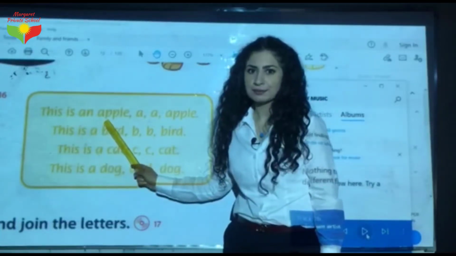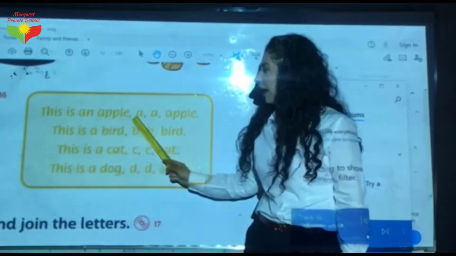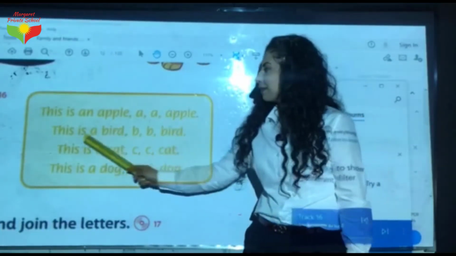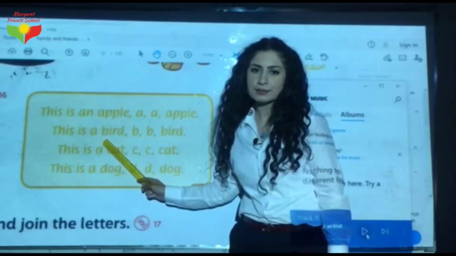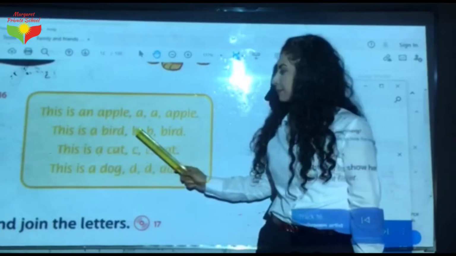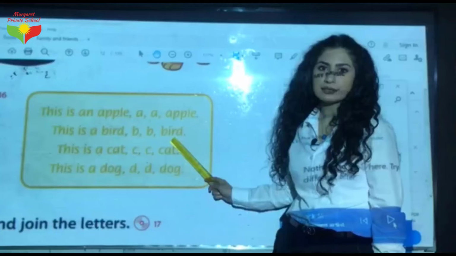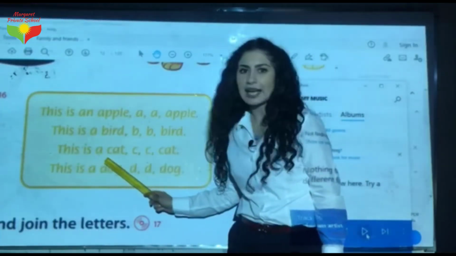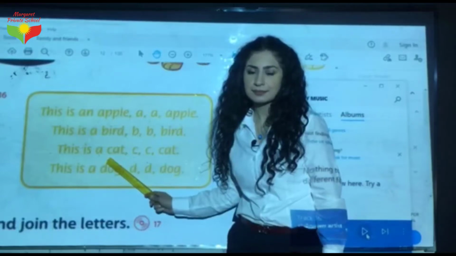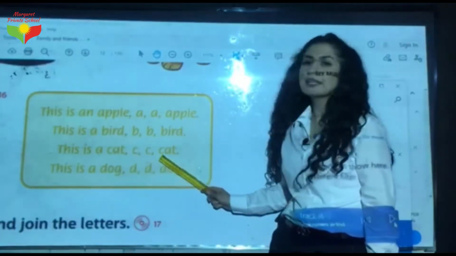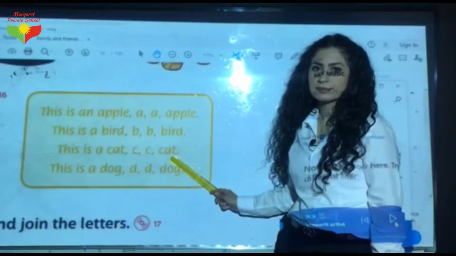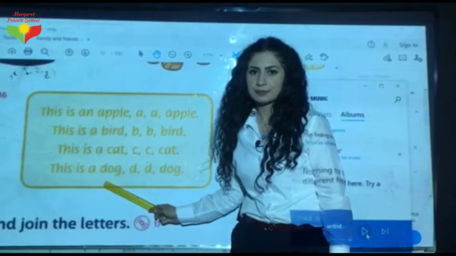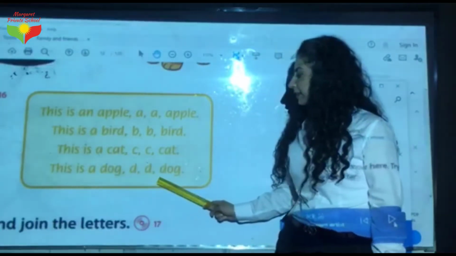This is an apple. Apple. This is a bird. Bird. This is a cat. Cat. This is a dog. Dog.